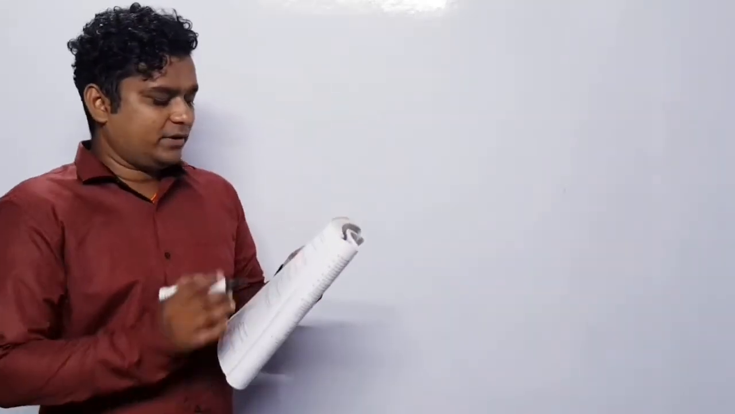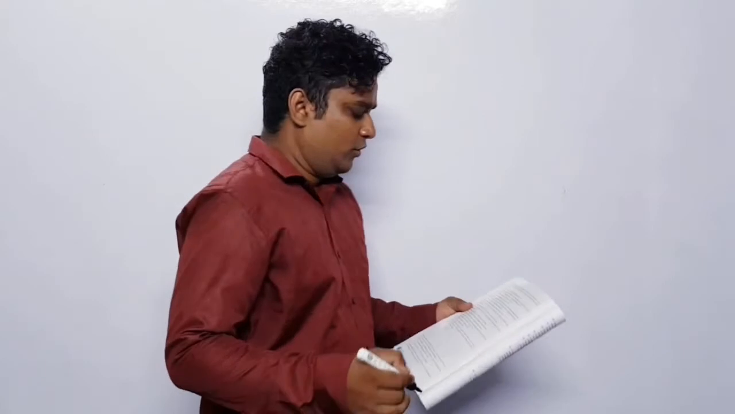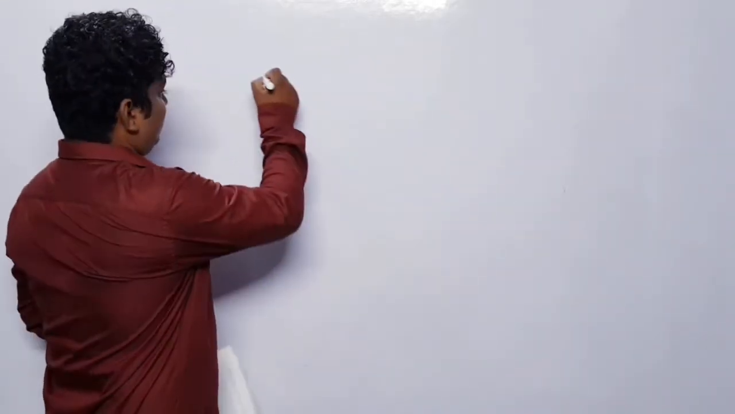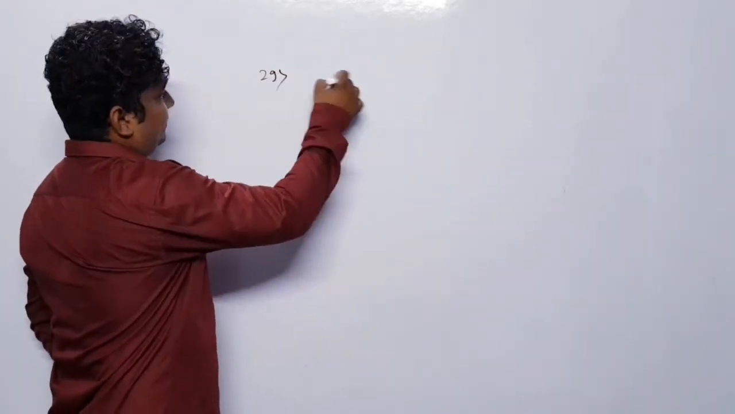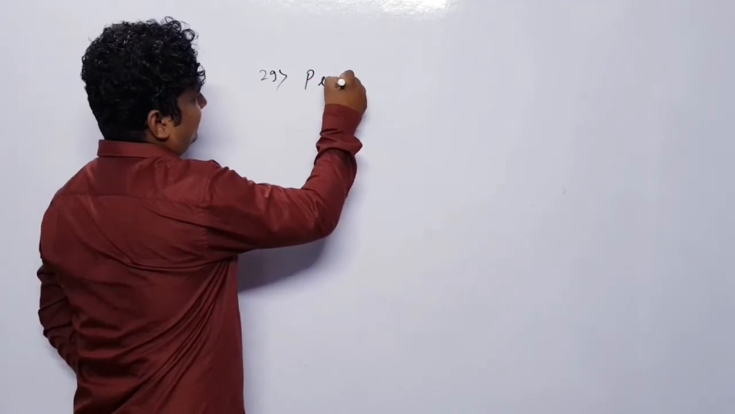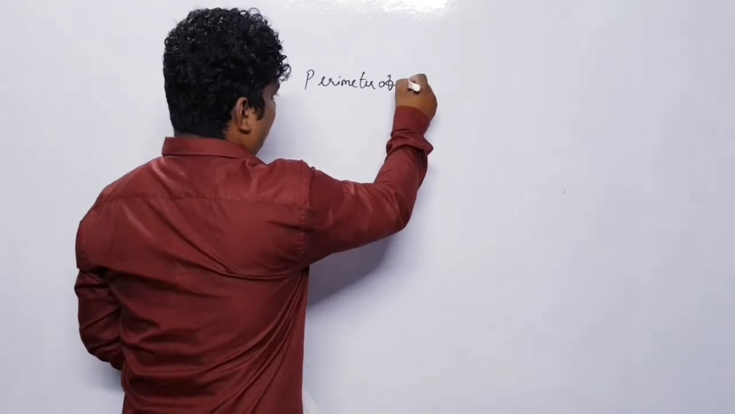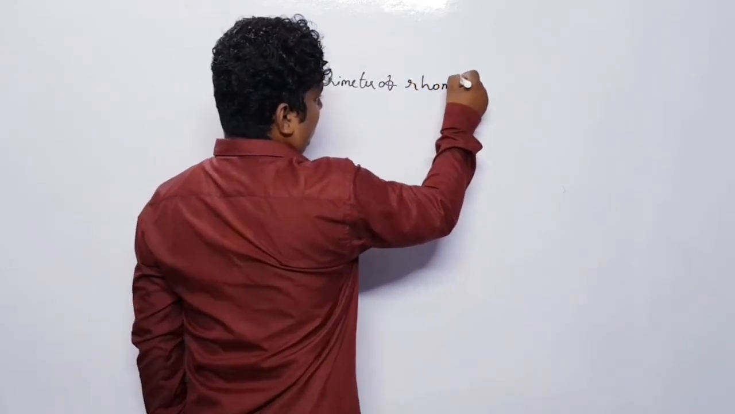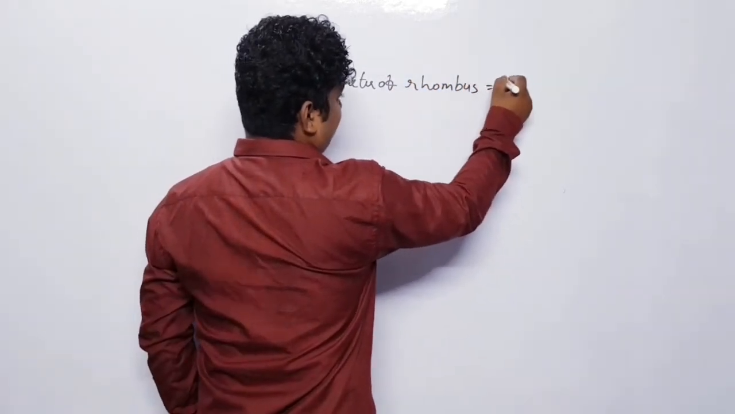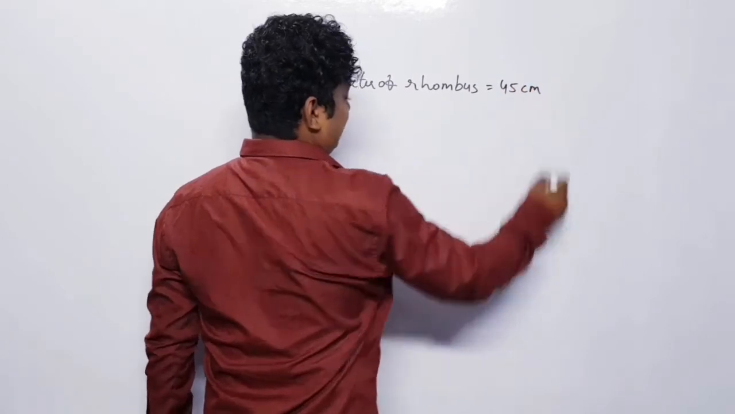Question number 29. In this particular question, it is given that the perimeter of a rhombus is 45 centimeter, and height is given. We need to calculate the area. So we know that perimeter of rhombus equals 45 centimeter.